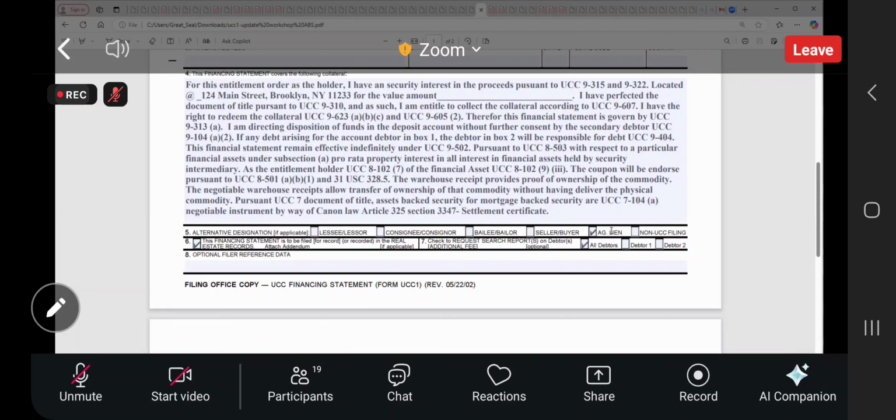An agricultural lien definitely could be used for a mortgage. It's a universal lien, but if you have a farm and you have acres of land, you definitely want to put the agricultural lien in. A non-UCC filing is a private UCC filing. It's private. All right? Now, the financial statement is to be filed on the record or recorded. Estate records. Attach addendum. So if you check this box and you attach addendum, that's what it will be done.